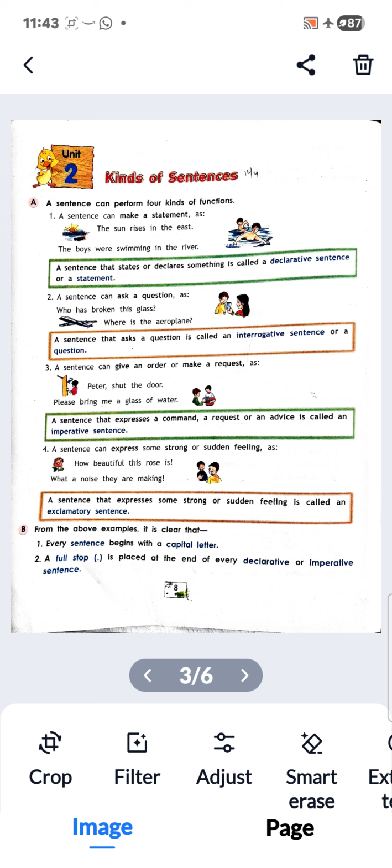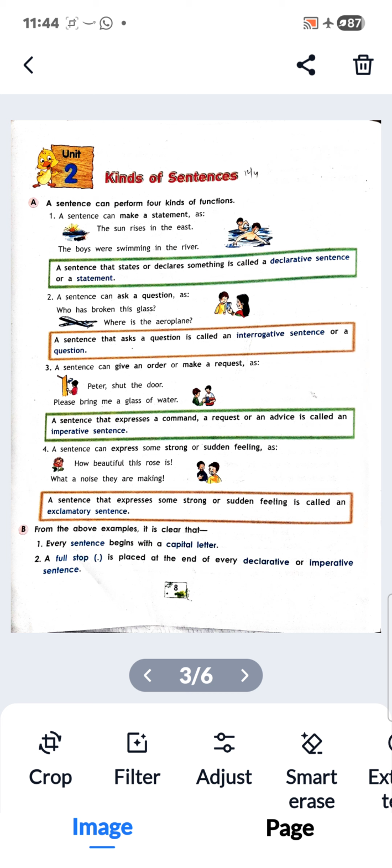Now the third one, a sentence that expresses a command, a request or an advice is called an imperative sentence. See the example, "Peter, shut the door." It is a command. Now, "Please bring me a glass of water." It is a request.